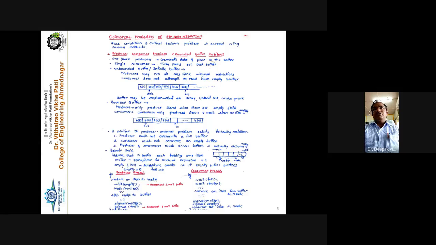Okay, so this is nothing but the classical problems of synchronization. Do not consider it as a problem, but you can call it examples, right? These are nothing but the classical examples of synchronization. Though in the reference book they have used the term problem, it is not actually a problem. There is no problem at all. It is just an example.